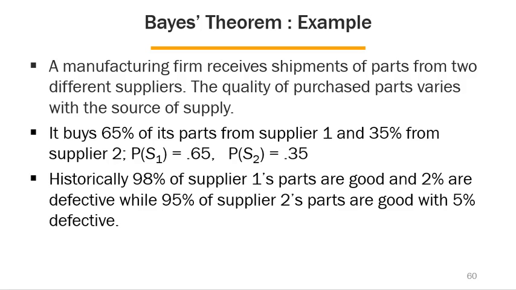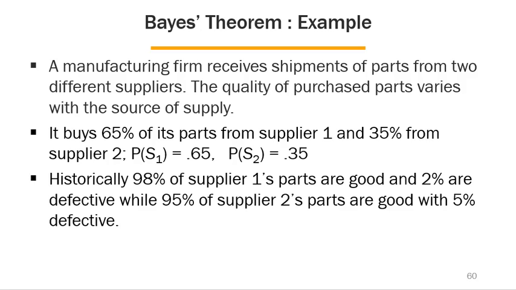So now, let me give you an example here. A manufacturing firm receives shipments of parts from two different suppliers. The quality of purchased parts varies with the source of supply. So maybe they have a high quality supplier and a low quality supplier. It buys 65% of its parts from supplier 1 and 35% from supplier 2. So you see the notation there. P of S sub 1 is 0.65 and P of S sub 2, so the probability of coming from supplier 2, is 0.35.